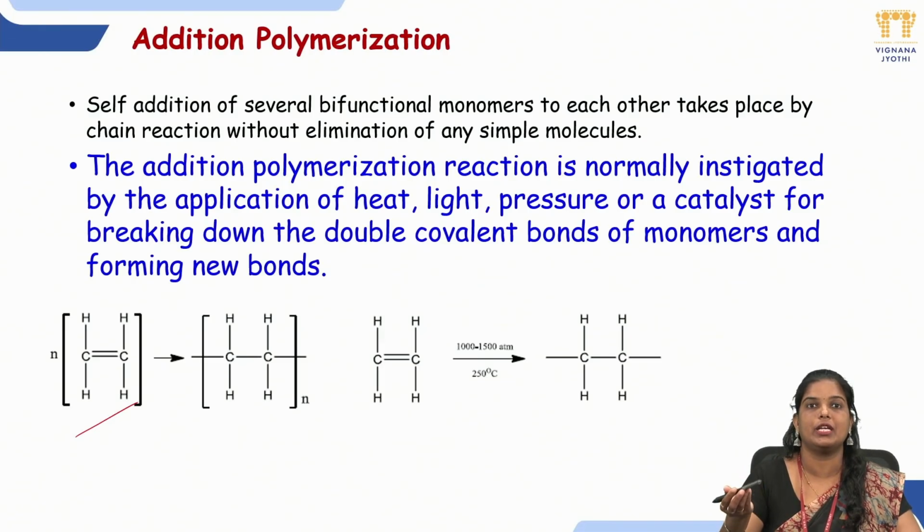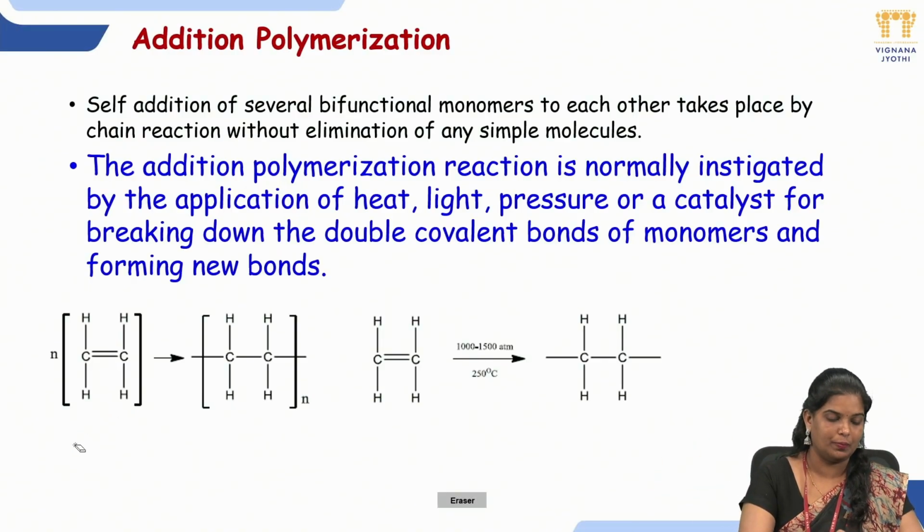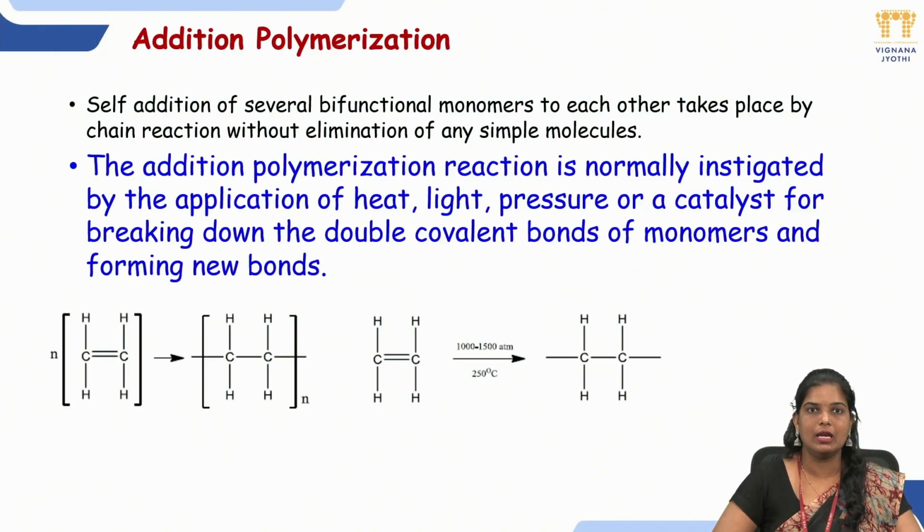Addition of monomers by the application of heat, light, pressure, or catalyst, where the double covalent bonds of the monomer molecule are broken down and form new single bonds, this process is known as addition polymerization. So now let us see about condensation polymerization.